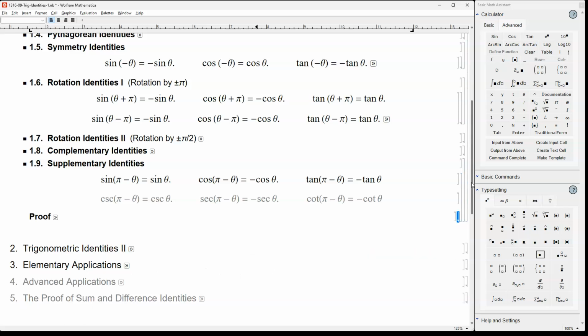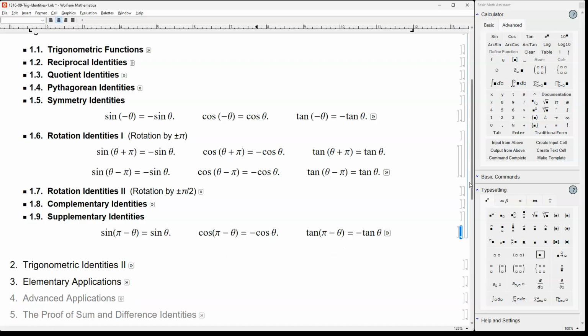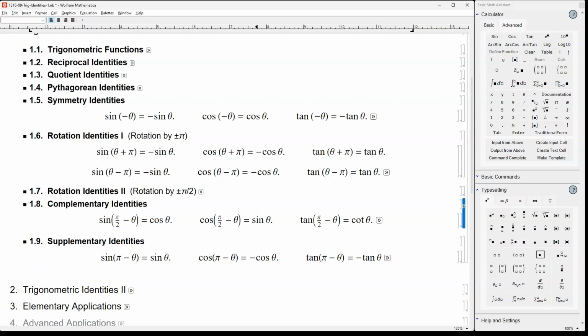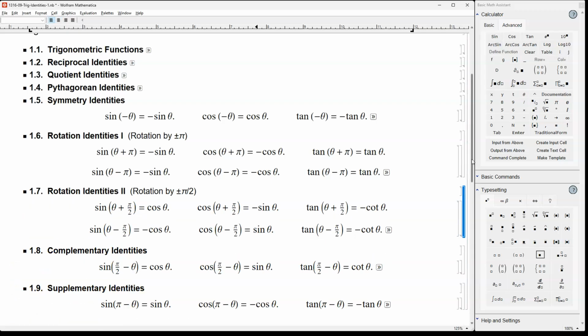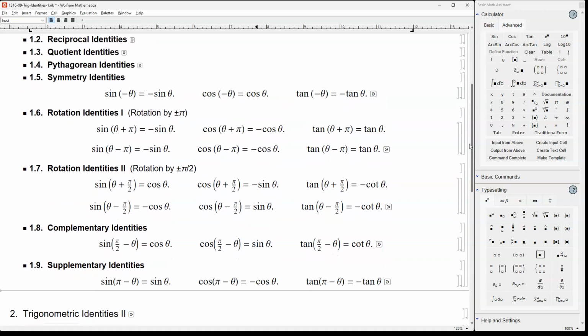So by combining the rotation identities and symmetry identities, we can prove everything for supplementary angles. But in the end, if you have a list of all these, they are mighty confusing. So what is the best way to handle it? Now remember this.